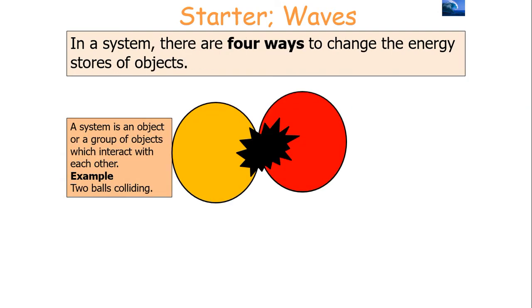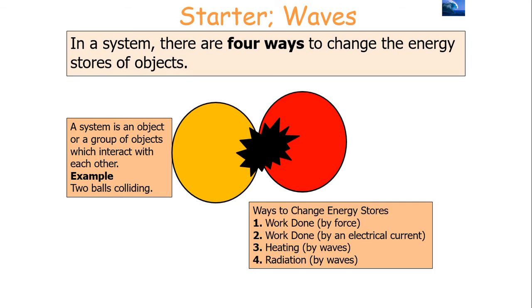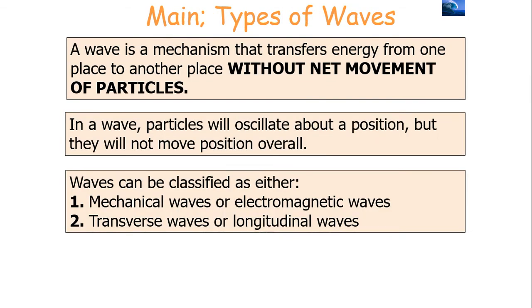It's mechanical work. In a system, there are four ways to change the energy stores of objects: work done by a force, work done by an electrical current, or the two ways that waves can transfer energy, either heating or radiation. To clarify, a wave is a mechanism that can transfer energy from one place to another without the net movement of particles. In a wave, the particles will oscillate about a position, but they will not move overall.